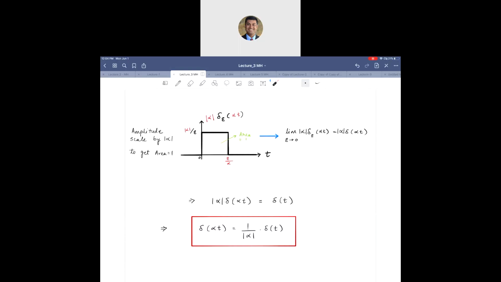Many students might think that when you do a time scaling of an impulse function, it shouldn't change. However, you have to incorporate the scaling of the area. The area goes down by a factor of 1 over absolute of alpha. So that's to be taken care of.